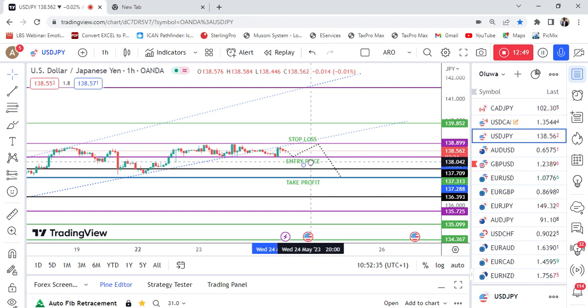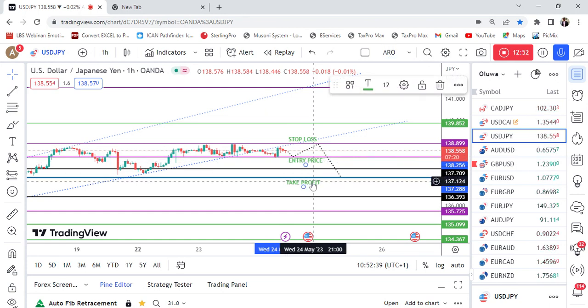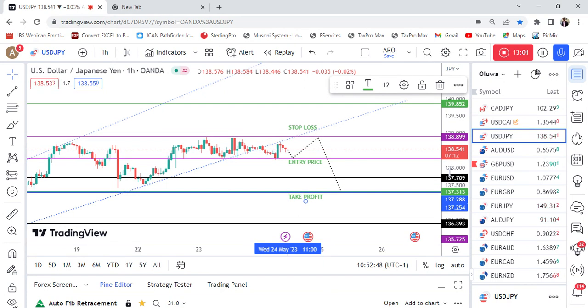They lose money. The only thing that you need to do as a forex trader is to know how to manage your investment, to manage your capital. Then the next one is our exit if we are right.